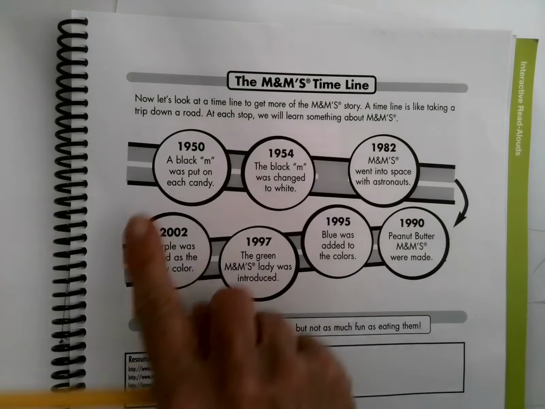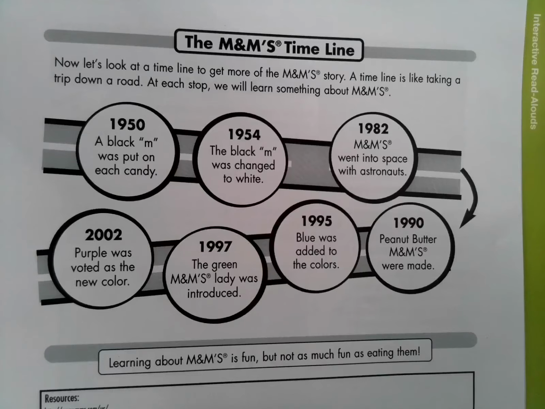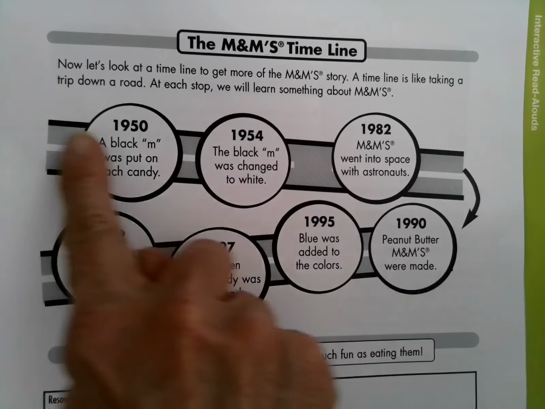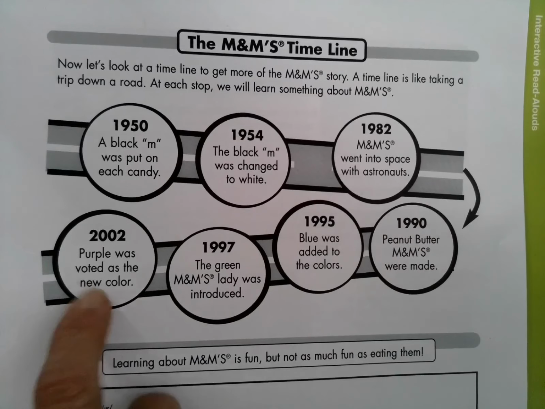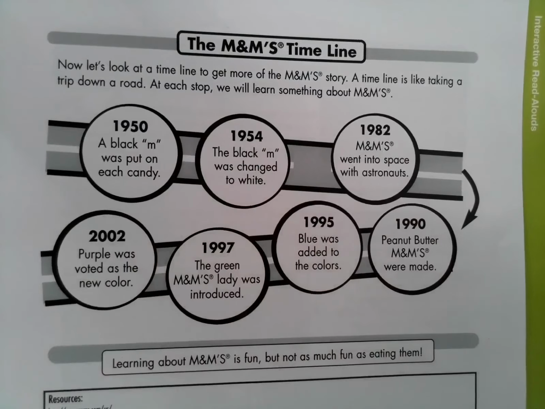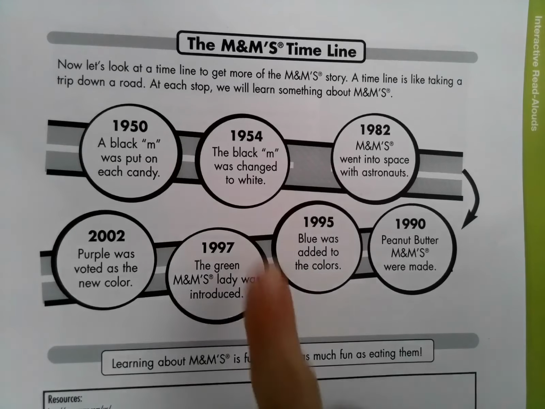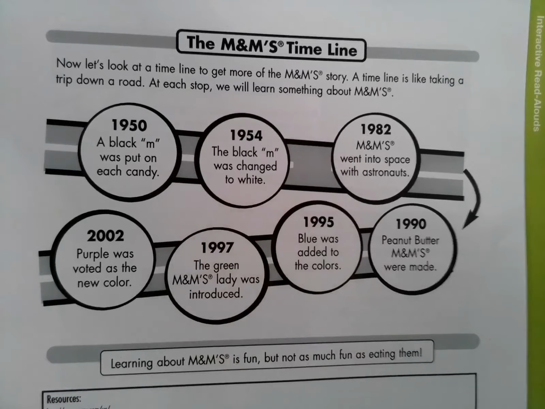Look what else the author included in the article. The M&Ms timeline. A timeline is like taking a trip down the road. At each stop, we're going to learn something about M&Ms. And I can tell it's in chronological order because look at those dates. All right, let's see if we can tell the story of M&Ms with a timeline. In 1950, a black M was put on each candy. In 1954, the black M was changed to white. See the white ones?